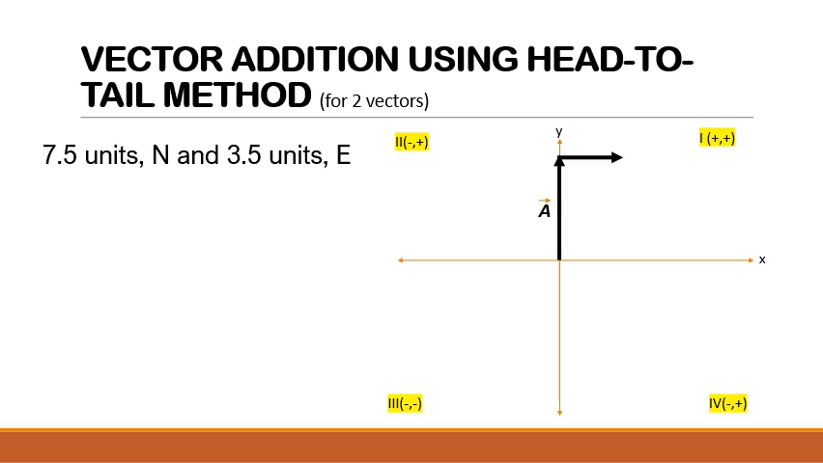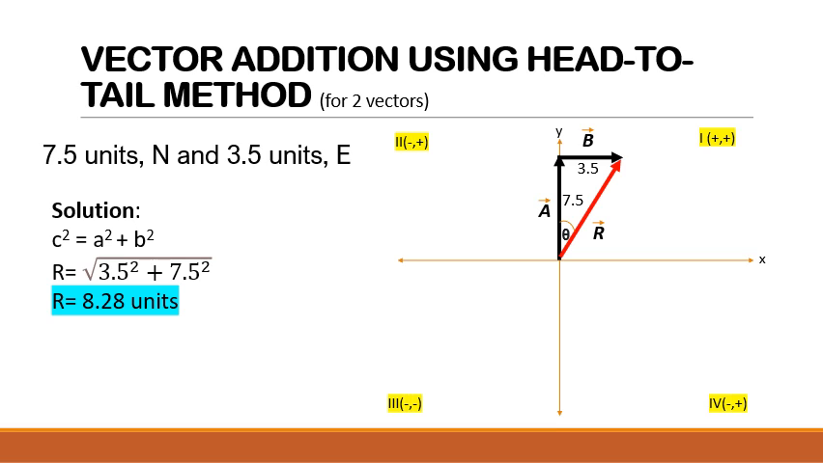To represent our resultant vector, you will notice here an arrow with an arrowhead touching the arrowhead of the last vector, or the second vector. So how do you compute that? Get the sum of the squares of the sides, 3.5 and 7.5. Get the square root and you will arrive at this answer, 8.28 units.